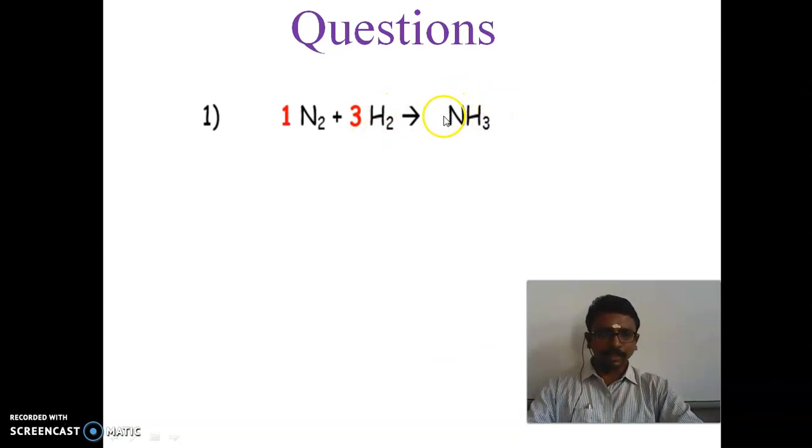And we will see in the product. In the reactant, how many nitrogen atoms are there? 2. But in the product how many atoms are there? Only 1. Is the equation balanced? No. And also we will see the hydrogen. Here, how many hydrogen atoms are there? 6. And in the product how many atoms are there? Only 3. So the equation is not balanced.